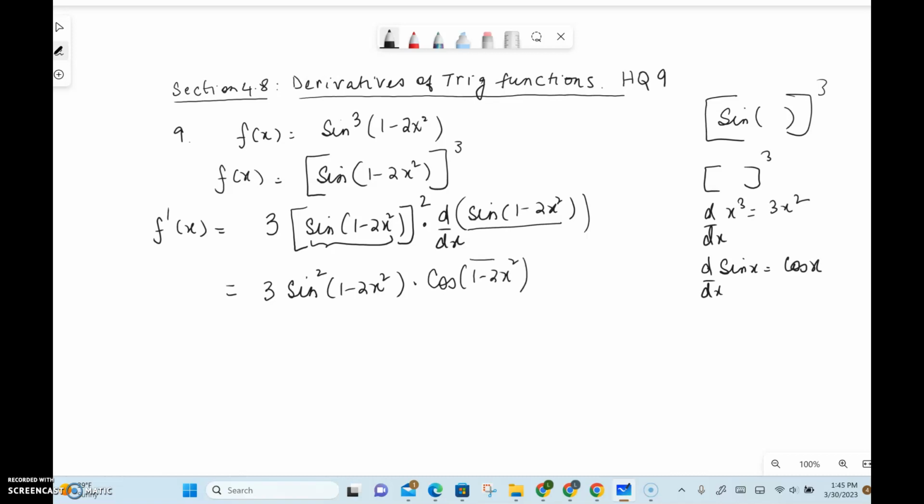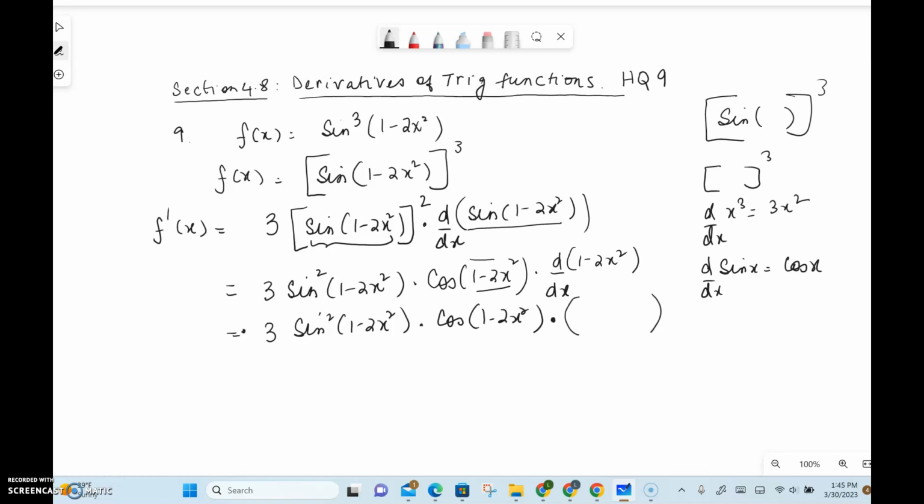We don't touch the inner function because we are differentiating sine of 1 minus 2x squared with respect to 1 minus 2x squared. So we go times d by dx of the inner function, which is 1 minus 2x squared. So in the next step, we go 3 sine squared of 1 minus 2x squared times cosine of 1 minus 2x squared times, and now we find the derivative of 1 minus 2x squared.